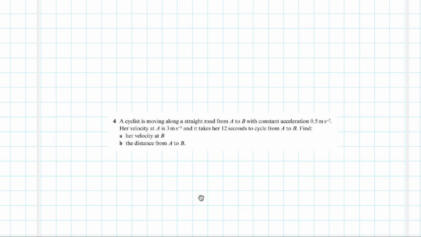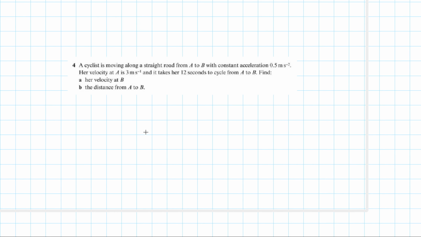Question 4. A cyclist is moving along a straight road from A to B with constant acceleration 0.5 meters per second squared. Her velocity at A is 3 meters per second, and it takes 12 seconds to cycle from A to B. Find her velocity at B for part A.